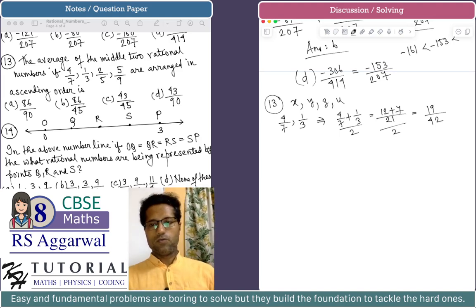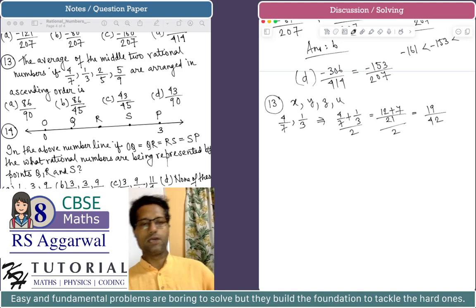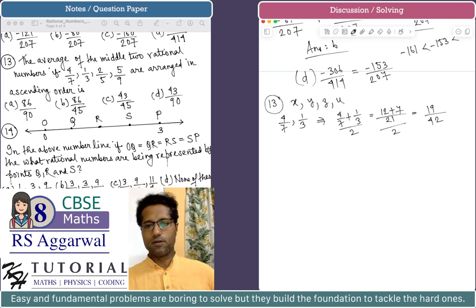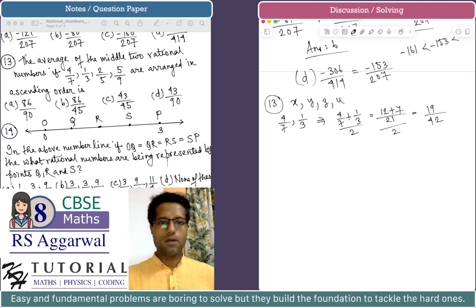So the trick is you have to find which two rational numbers. Anyway, the middle two terms will have to be among these four rational numbers. So find the two rational numbers whose average has a denominator of either 45 or 90. So 4 by 7 and 1 by 3 is not a choice, since their average has the denominator 42. Now can it be 4 by 7 and 2 by 5?